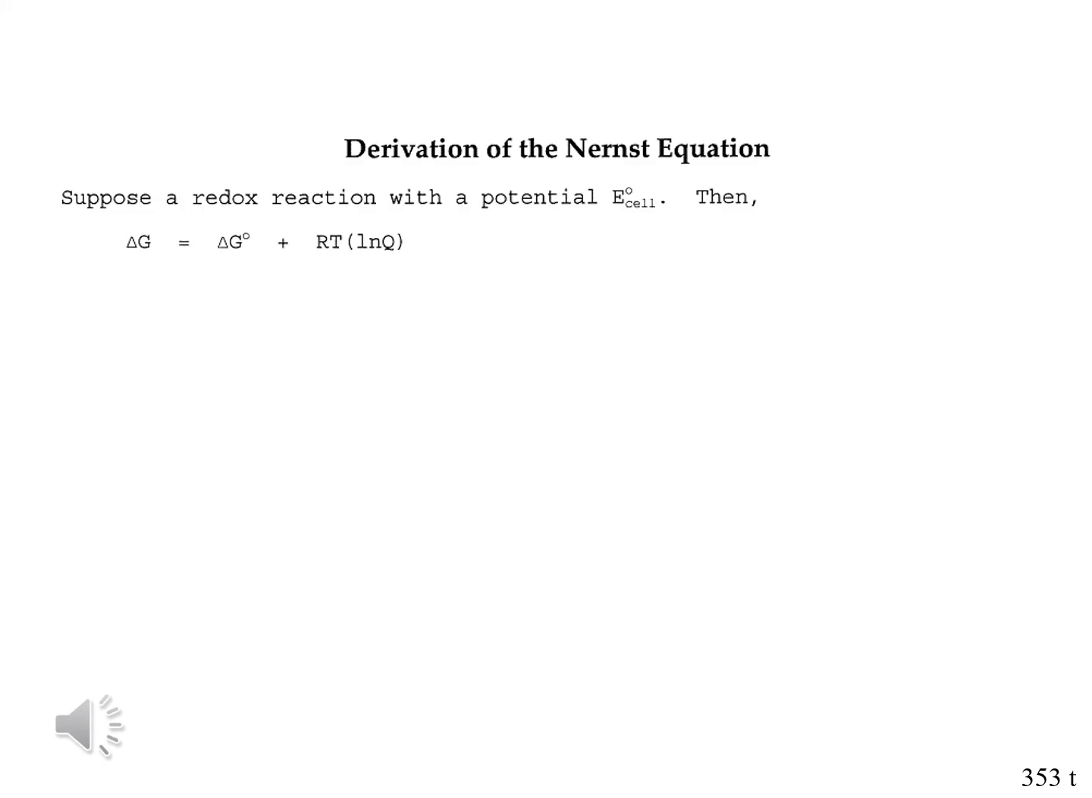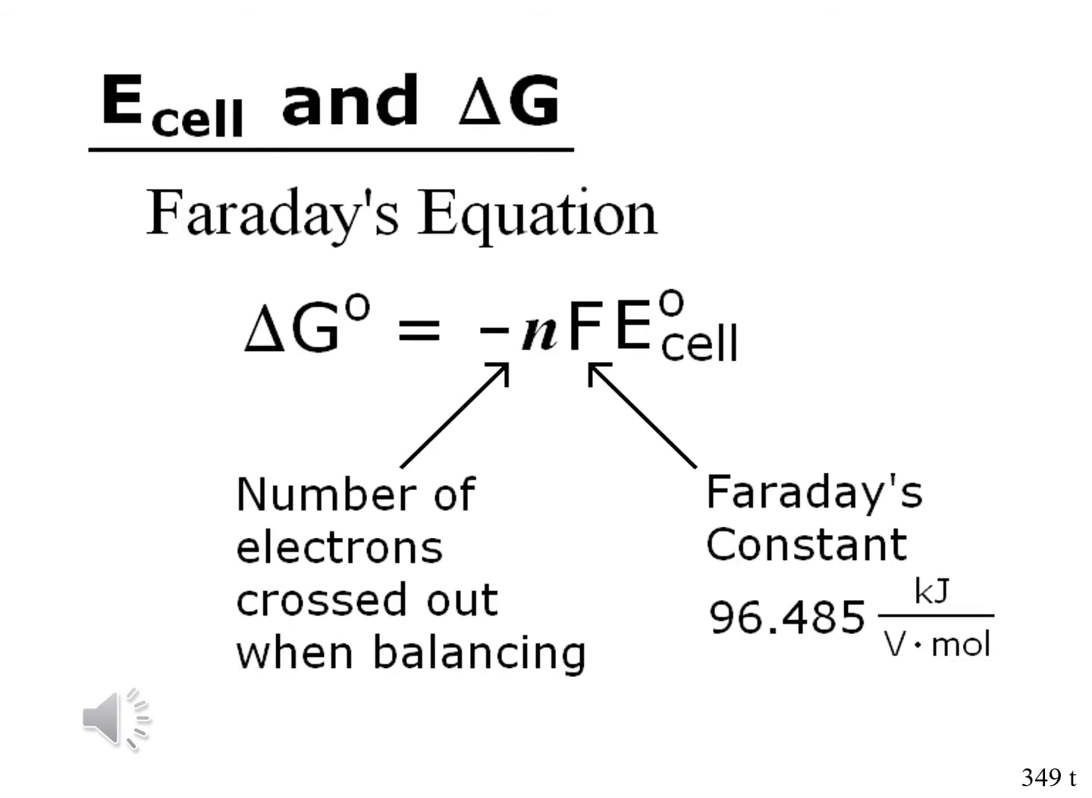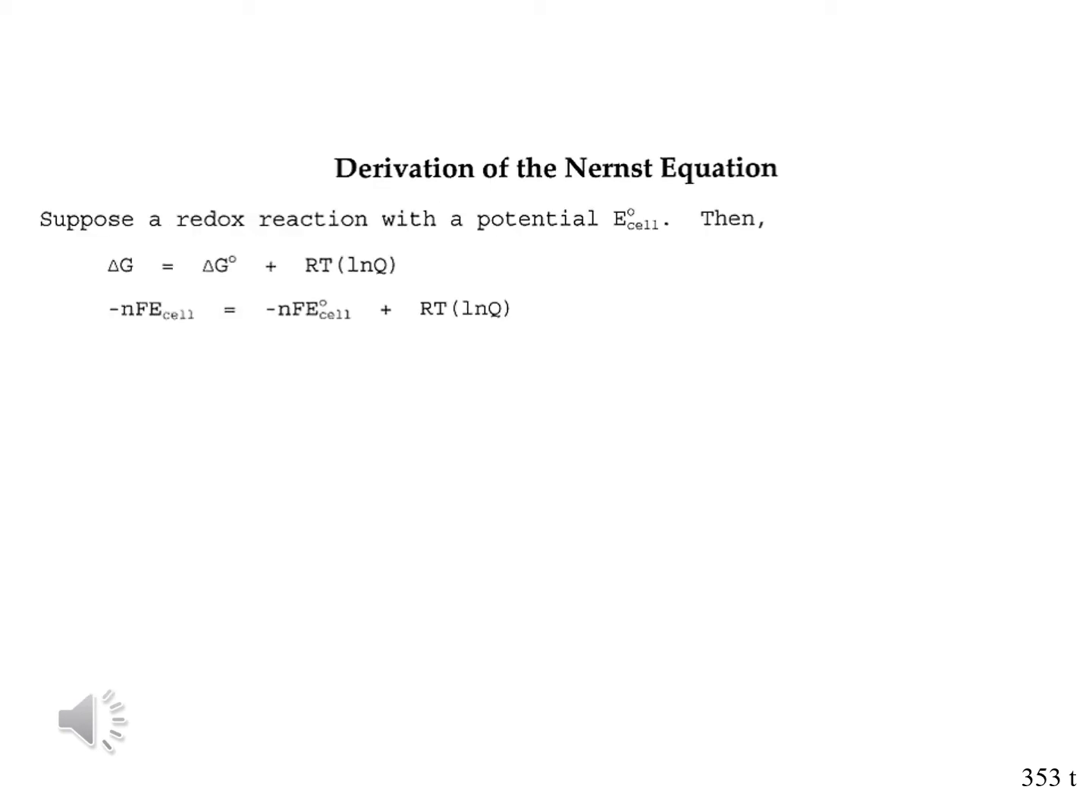Since the Nernst equation deals with changing concentrations, we're going to start with the delta G equation that calculates delta G with changing concentrations. I'm then going to plug in minus NFE for the delta G's in that equation. When you do that, you can get rid of the NF by dividing both sides by negative NF.